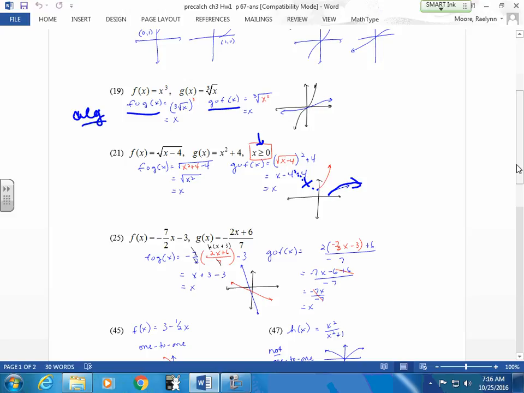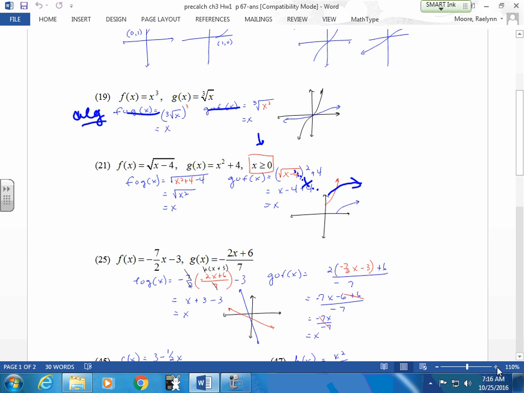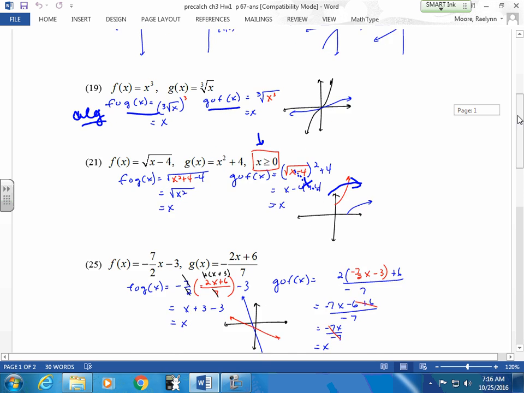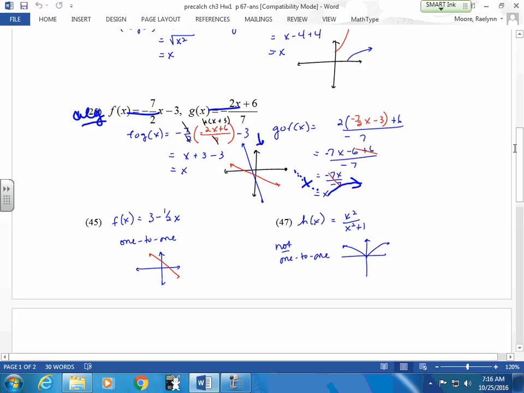Give you guys a minute. Can you see okay up there? Can you move it down a little? Yep. Here? Down further?